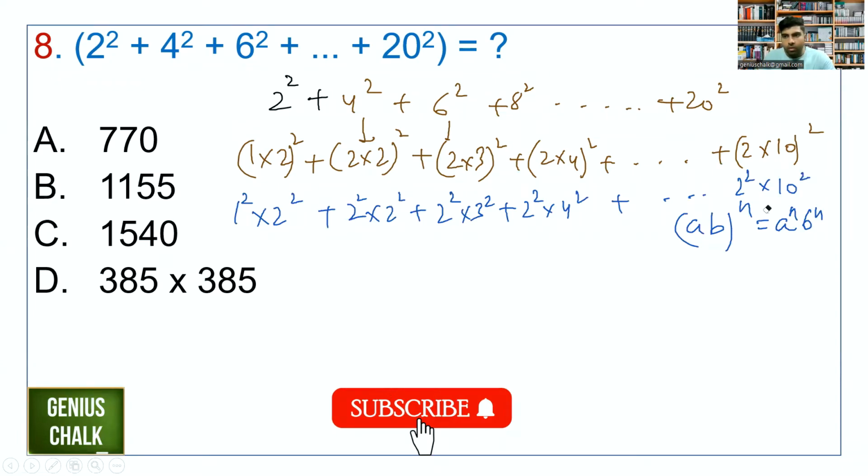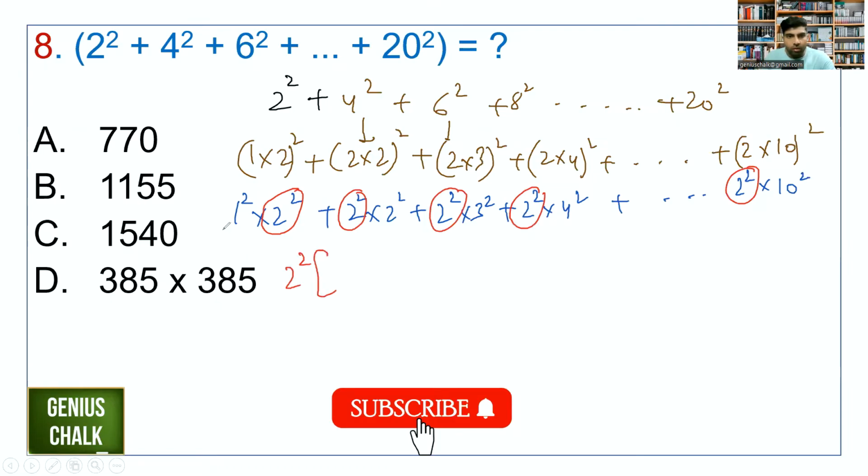Okay. So next, what is common? What number can you see everywhere? You can see 2 square is everywhere. It is common everywhere, so I can take that out. 2 square. What is left? You can see this part is left.